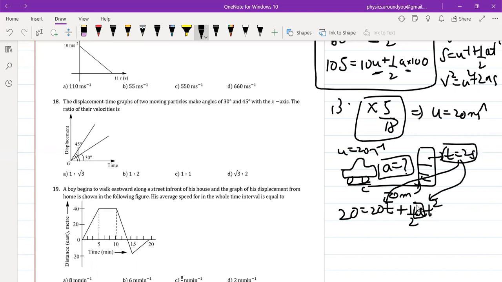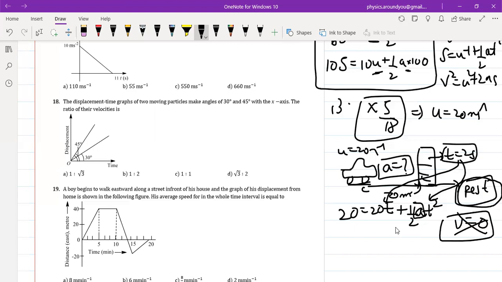Few students think in terms of humanity, and they see that the driver has to slam the brakes in such a way that he comes to a rest at the barrier, right? This is a desirable condition, but not a necessary condition. He may not come to rest at the barrier. So please beware of that. Don't put v equal to 0 without the question explicitly stating it.